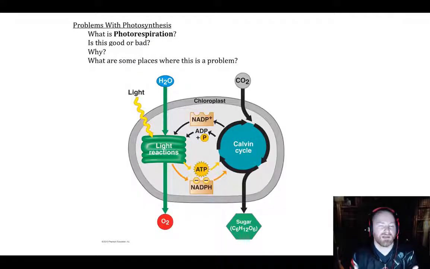So what is photorespiration? We have photosynthesis, we have cell respiration, but what is photorespiration?